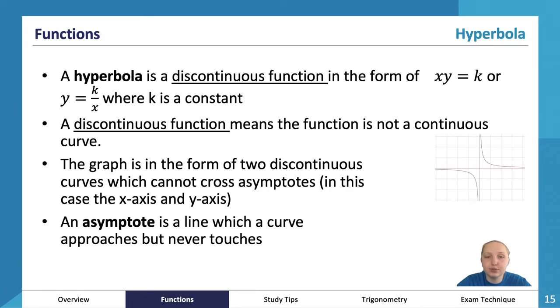So yeah, discontinuous function means your function is not a continuous curve. There's at least two segments to it. Some graphs will have more. And so when we're looking at a hyperbola specifically, our graph is in the form of two discontinuous curves that have asymptotes in the x and the y-axis that they cannot cross. So an asymptote is essentially just a line which your curve will approach, but it will never touch.